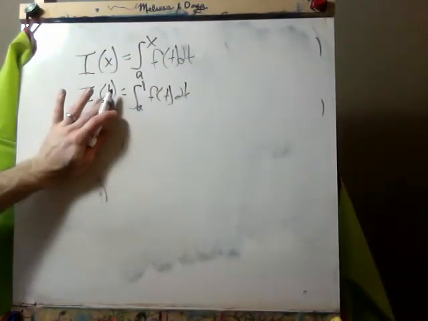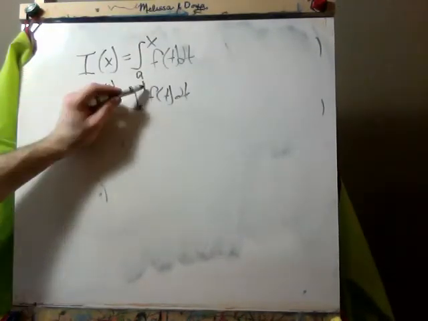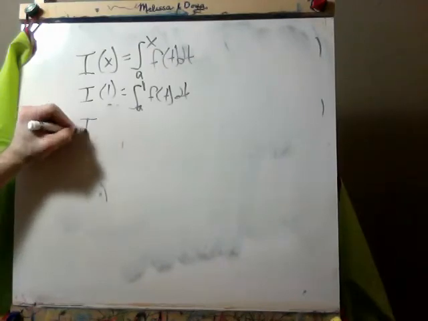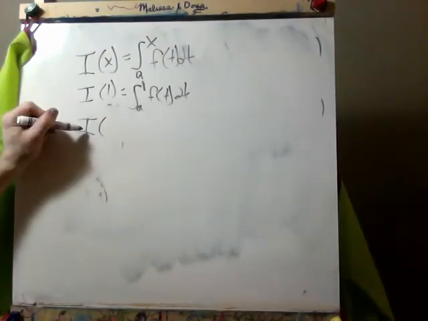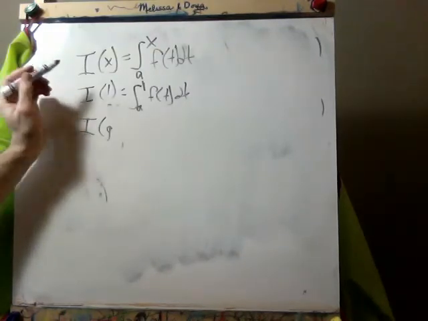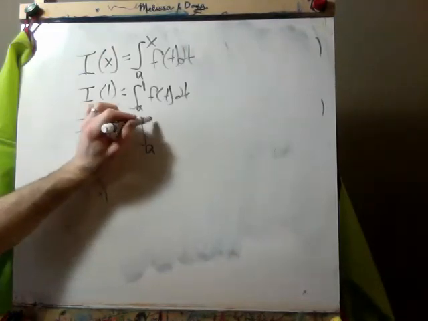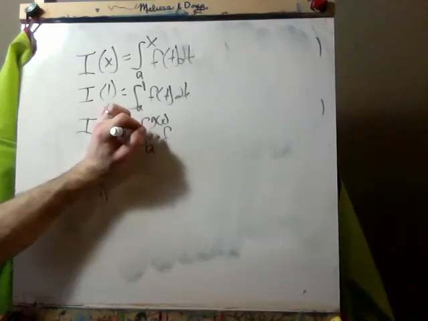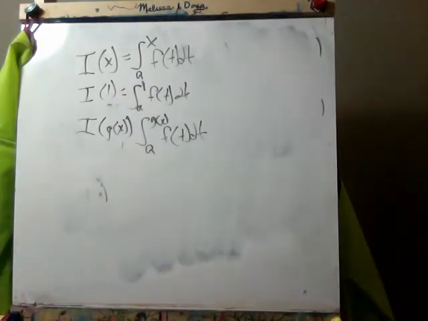You just plug in wherever, since this is x and this is x, when this is 1, this becomes 1. And you could do that for anything. I could even make it a new function. I could say, what's I of g of x? Then I would just put in g of x, f of t, dt, and move on like that. So you can do that however you like. And hopefully those reminders can help you a little bit as you prepare for the exam.